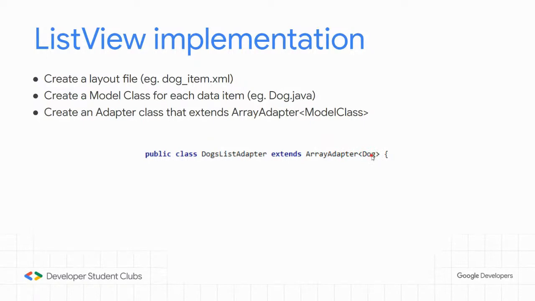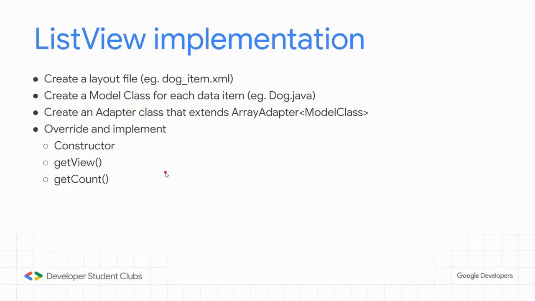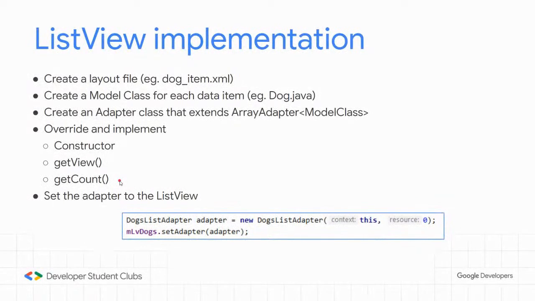So we're going to implement this in detail. The next step is in that custom class, you have to override some methods. So construct the getView and getCount. And finally, once your adapter is ready, give the adapter to the list view.